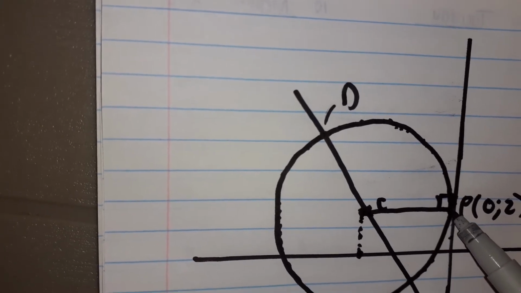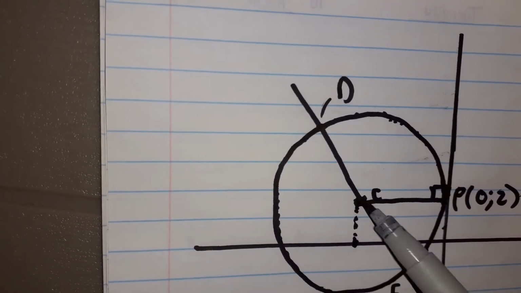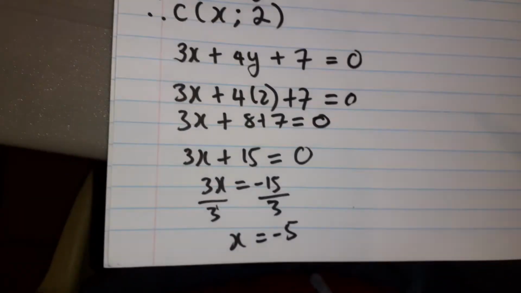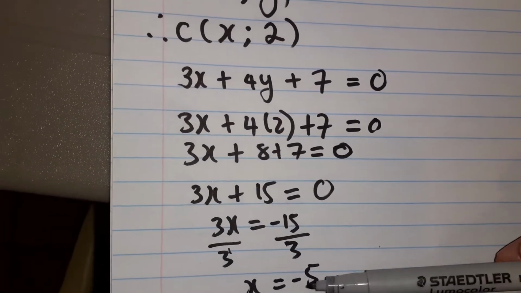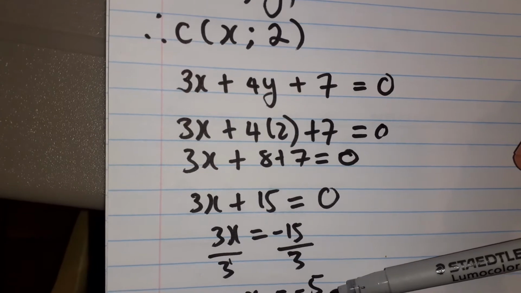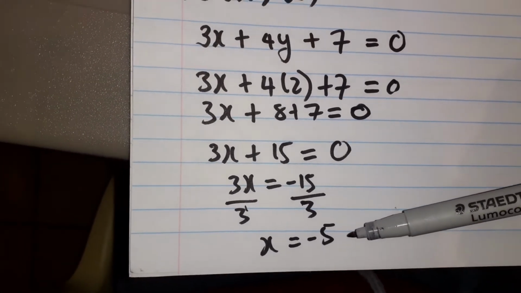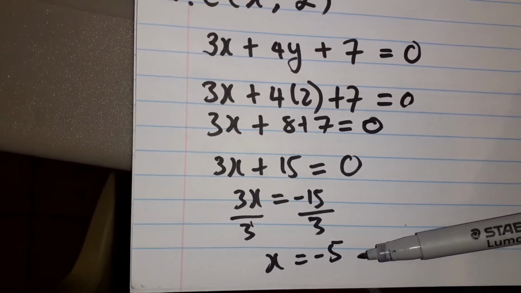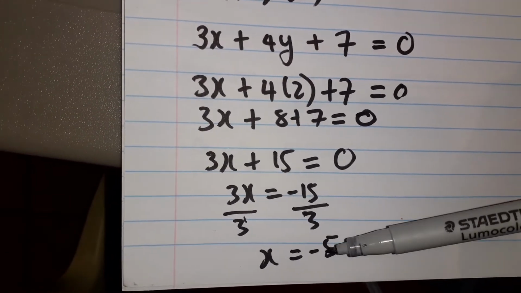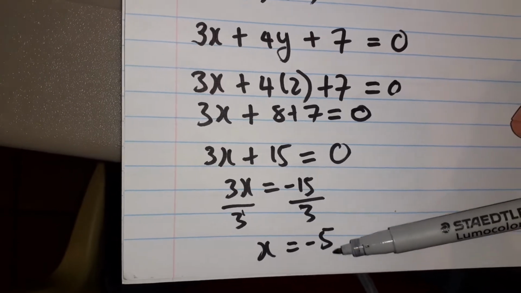The x coordinate of C is minus 5, and the x distance is equal to the radius. But remember, radius cannot be negative. So the radius is 5.